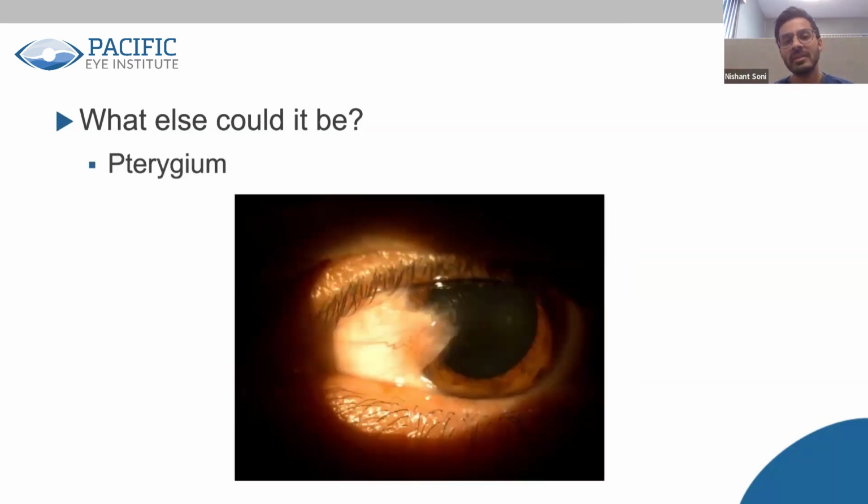It can also be a condition called pterygium. In this picture, this is called a pterygium, which is a growth that goes onto the cornea. It's a very slow growing process, but that is very common in areas with a lot of sun because it can be due to years of sunlight exposure, and that can cause irritated eyes, a lot of the same symptoms as dry eyes.